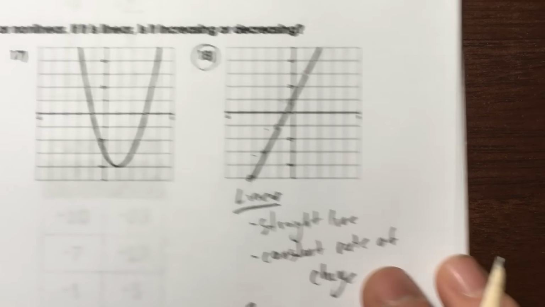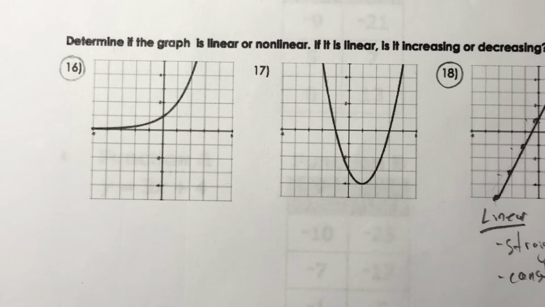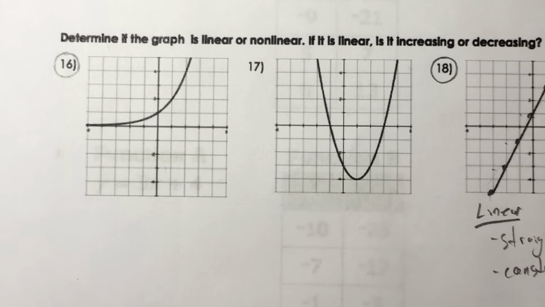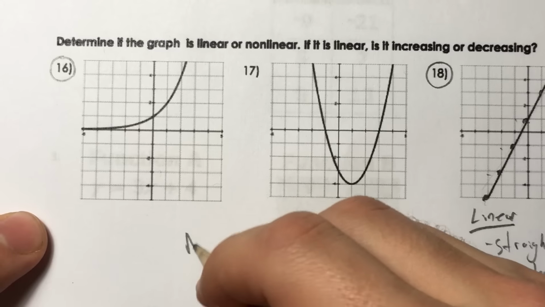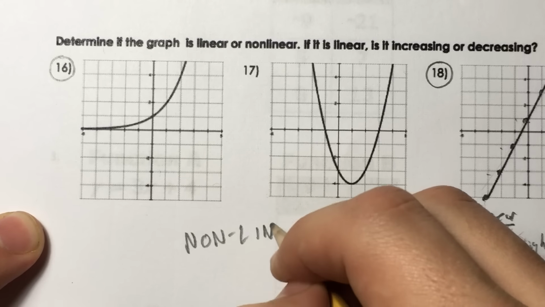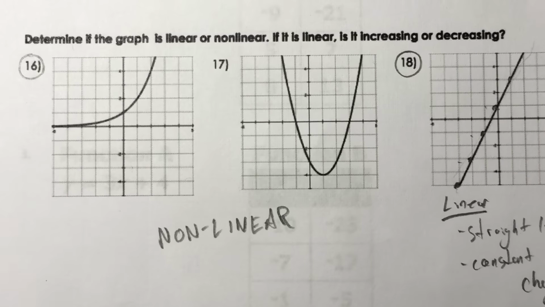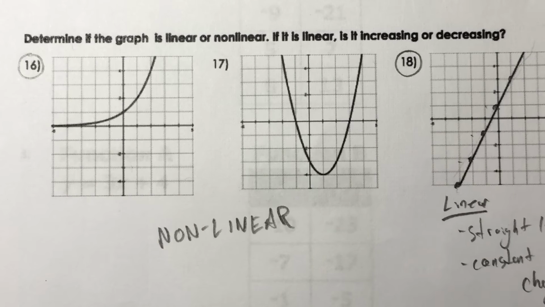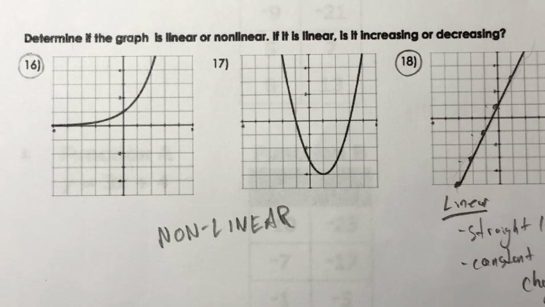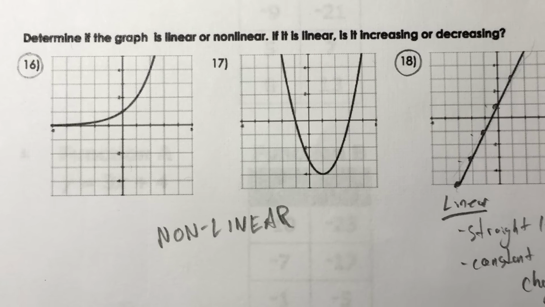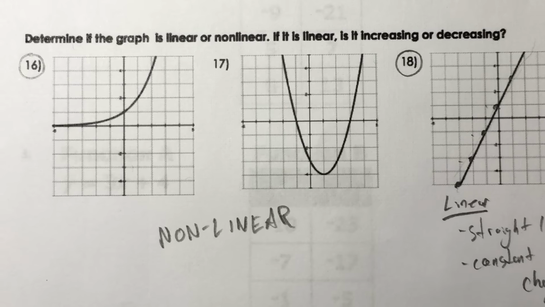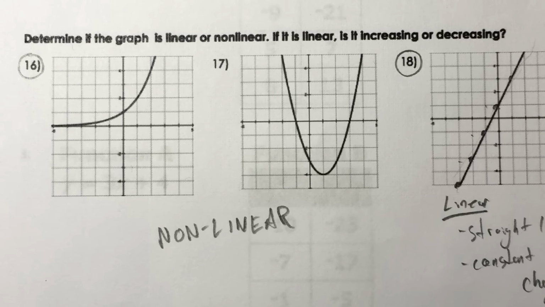So now you can pause the video and do number 16 and 17. Great, so for both of these, we can say that they are both nonlinear. Right away, we can see that they're not straight lines. The way that you would prove this is pick at least 3 coordinate points on both of these curves, and show that you can find different rates of change, therefore you can prove that they are nonlinear.